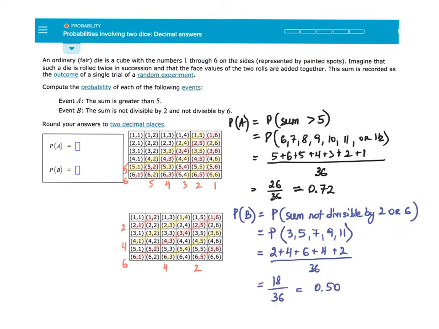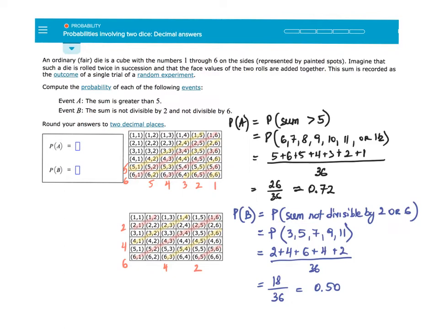Our next task is to find the probability of event B, which is described: the sum is not divisible by 2 and not divisible by 6. Probability of B is same as probability of the event that sum will not be divisible by 2 or 6. It means that I cannot get even numbers. Only odd numbers can work for us this time. So probability of getting 3, 5, 7, 9, or 11 as the sum.